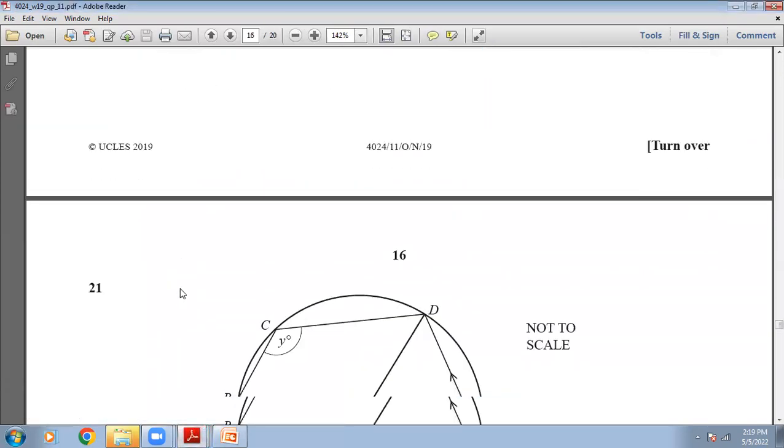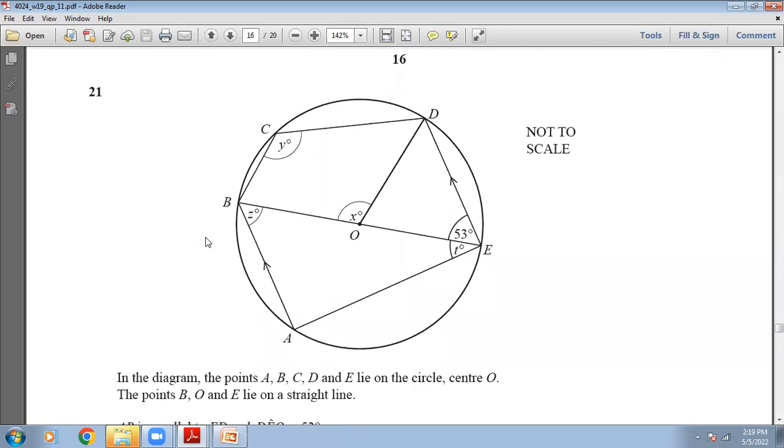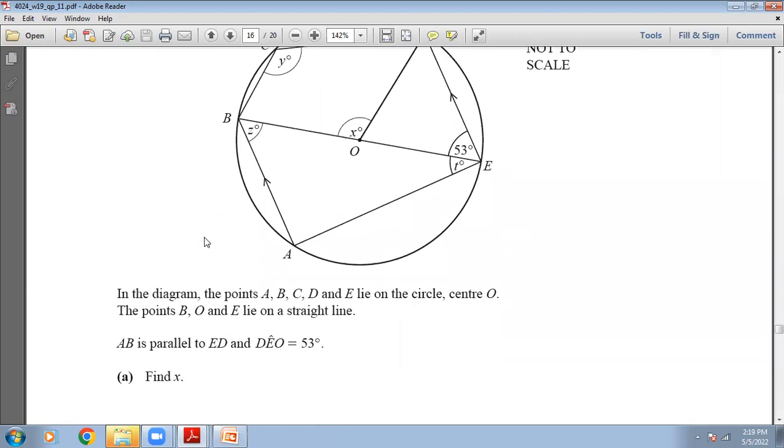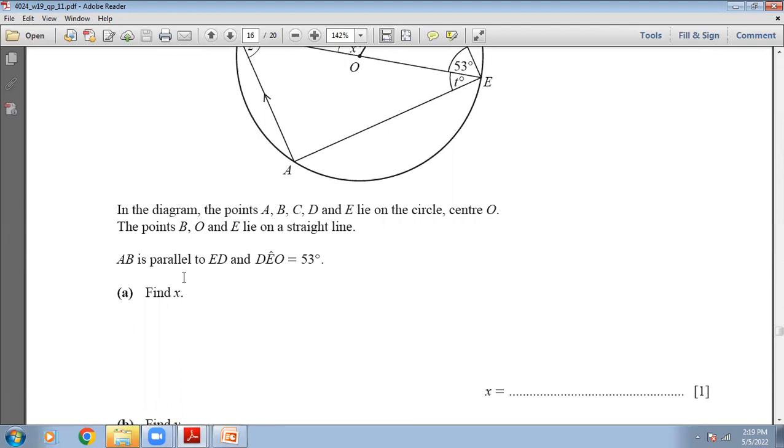Okay, so we are going to the next question. The next question is 21. Question number 21 is about the circle, chapter number 13, D3, New Syllabus Mathematics, 7th edition. The question is on circle properties. In the diagram, the points A, B, C, D, and E lie on the circle with center O. The points B, O, and E lie on a straight line. So this is the straight line. And these points, B, C, D, E, A, are on the circumference.